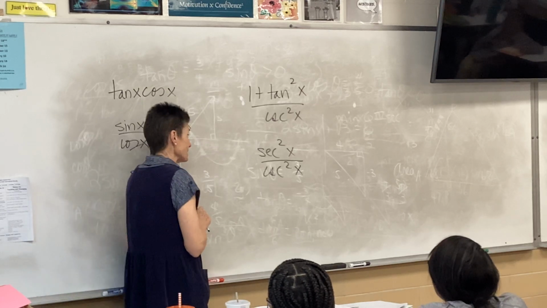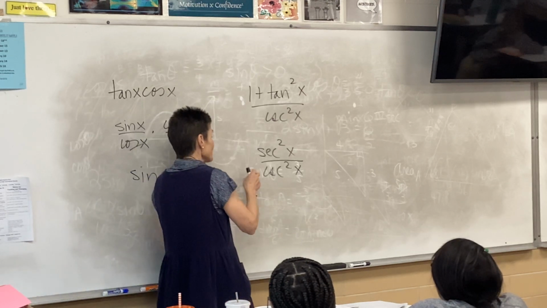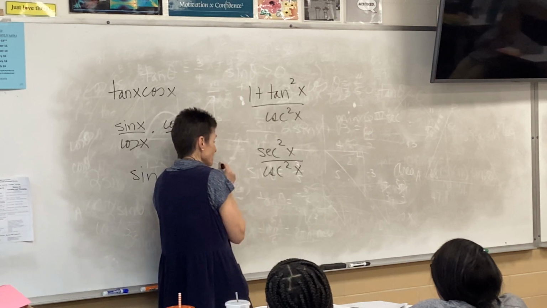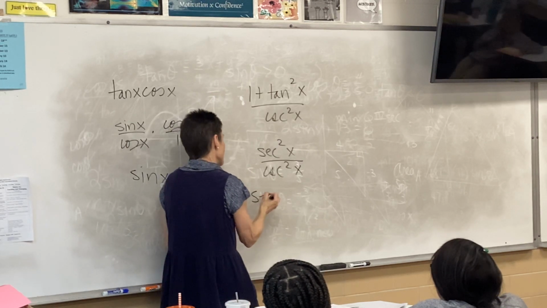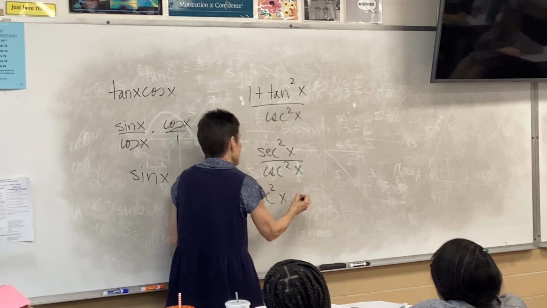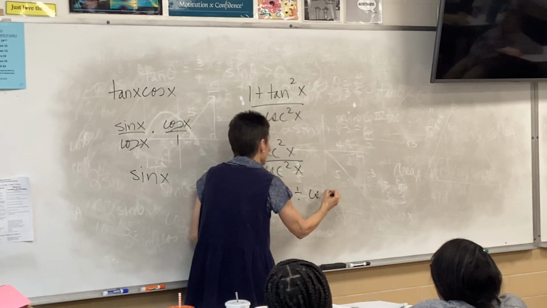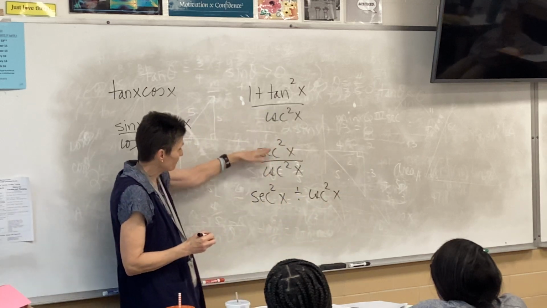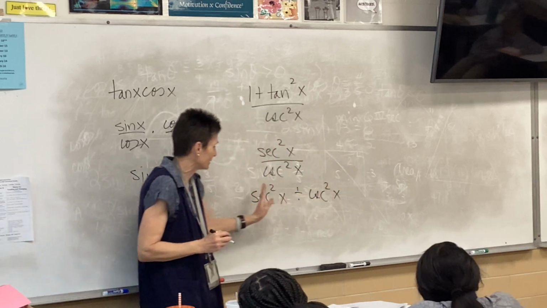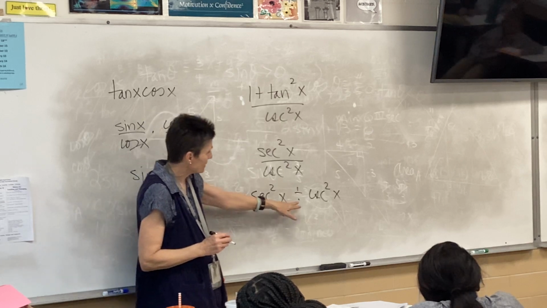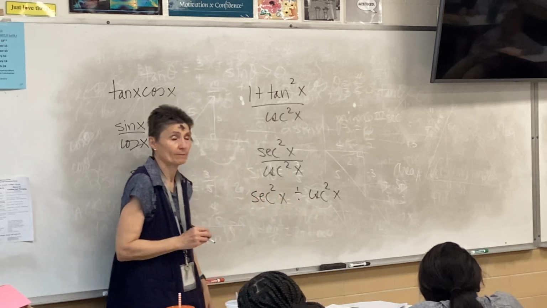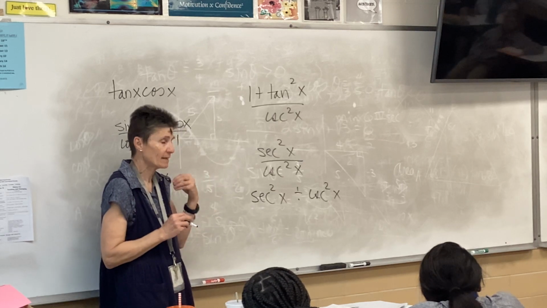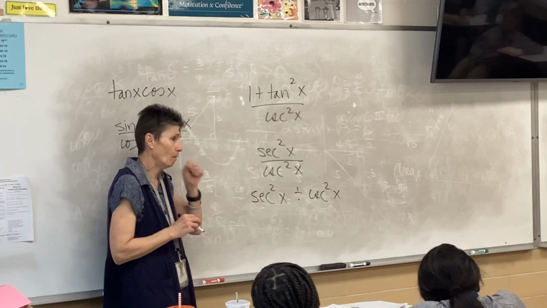I think it's easiest when you have a division problem like this. Sometimes it's easiest to think of it in terms of an actual division. So in other words, instead of writing it on top of each other, I'm writing it horizontally: secant squared divided by cosecant squared. Now bear with me. If you're wondering why I'm doing that, just hang in there for a second.